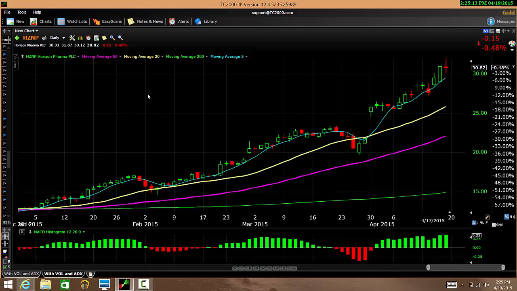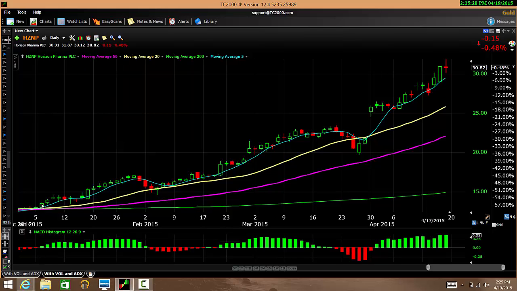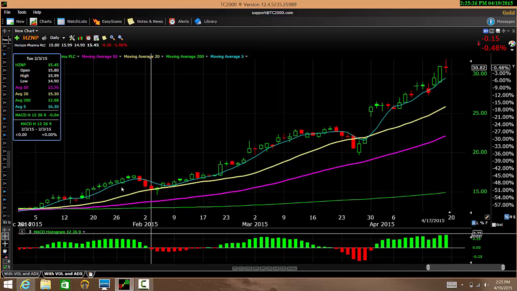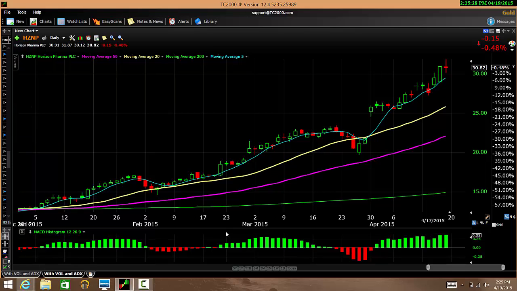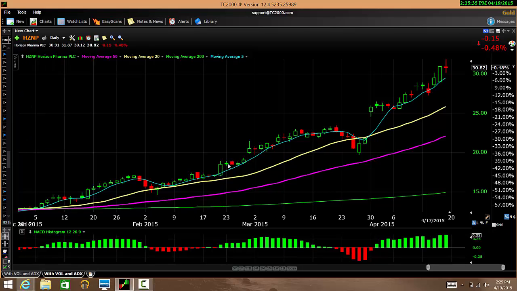And here's another stock, HZNP. Again, we get a buy signal here, purchased a stock here, and it is off to the races. You do get a sell signal here, but you get another buy signal here. So you can sell here, make some money, buy the stock again at this level here, which really works well.